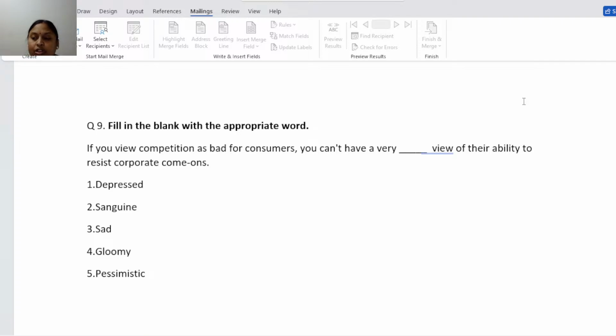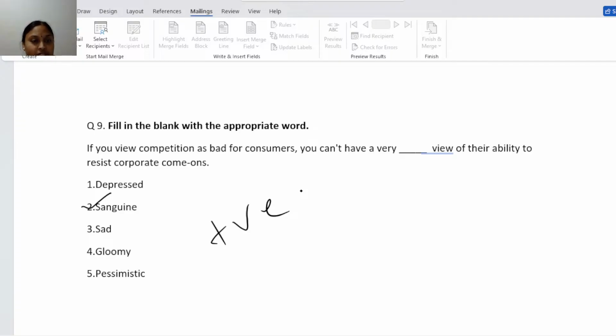So now, from the ninth question onwards, we have the fill in the blanks. We will see the appropriate word we are supposed to fill. "If you view competition as bad for consumers, we can't have a very dash view of their ability to resist corporate frauds." So here the word we are supposed to take is sanguine. What is the meaning of sanguine? We are supposed to know. Sanguine means optimistic or positive. Even though the situation is worst, we are going to hope for the good. So in that way, sanguine will come.